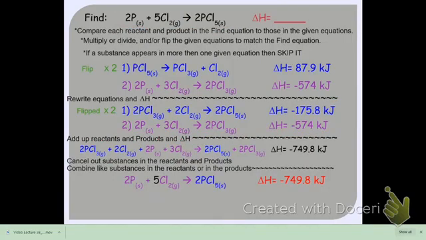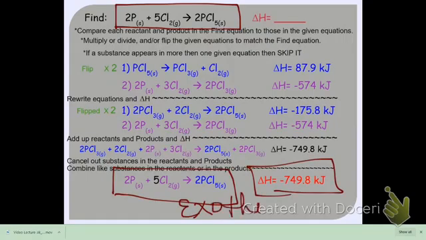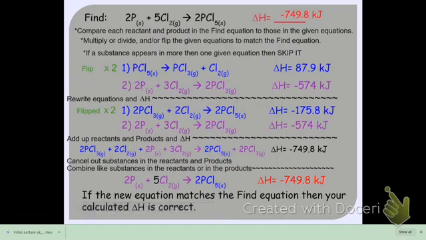And here's our answer. Quick reference. This final equation looks like this derived equation. And so this is our delta H, which tells us that this is exothermic. Okay. All right, pause, make sure that you understand what we did. And then we'll move on when you're ready.